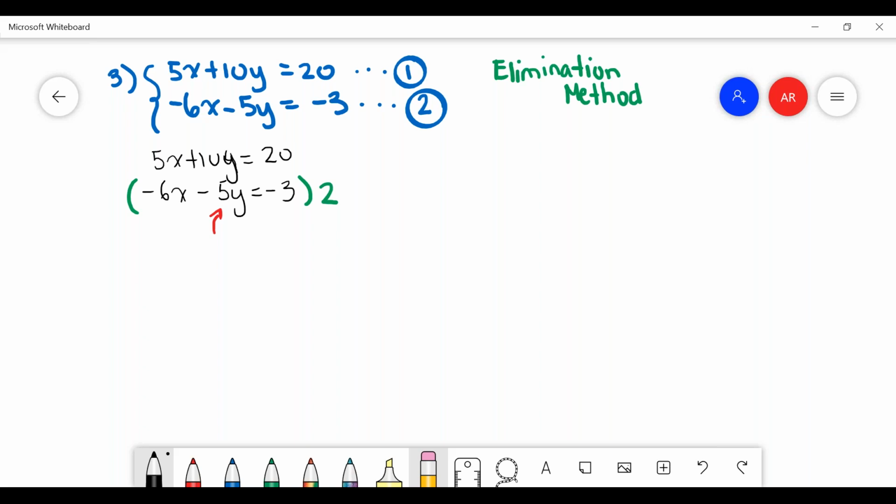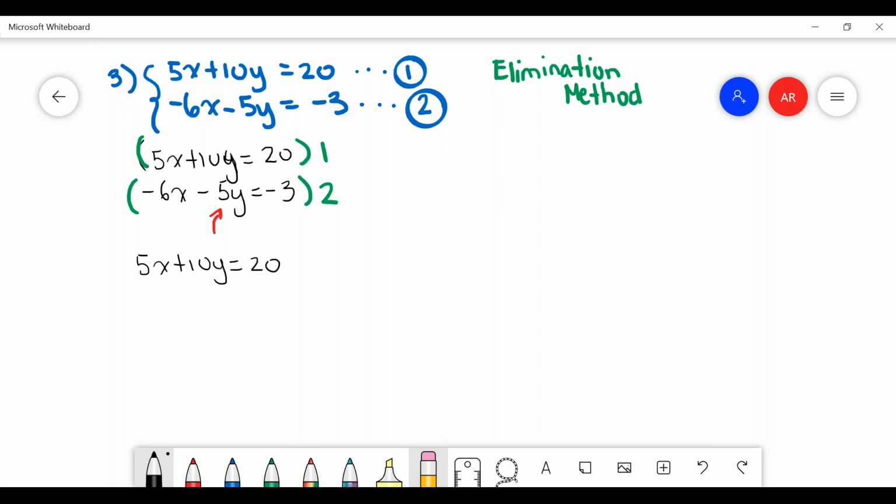So the y's will be gone. Everything in terms of y will be gone, and we'll just be left with x in order to solve for that and isolate for x. So let's do this. I'm going to multiply this by 1. So taking a look at equation 1 and equation 2, we multiplied equation 1 by 1. So that'll just leave us with 5x plus 10y equals 20.